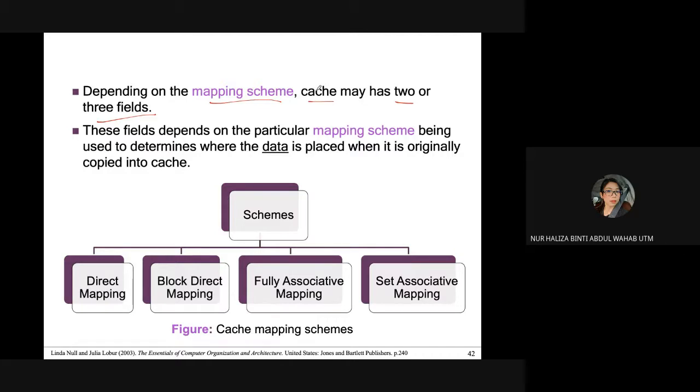Okay, sorry. So these fields depend on the particular mapping scheme being used to determine where the data is placed when it is originally copied into the cache. So you basically have the data, whatever data is from your main memory, and you just copy it into your cache. And you can see over here, there are four schemes altogether. First is direct mapping. Second is block direct mapping. Third is fully associative mapping. And lastly, set associative mapping.